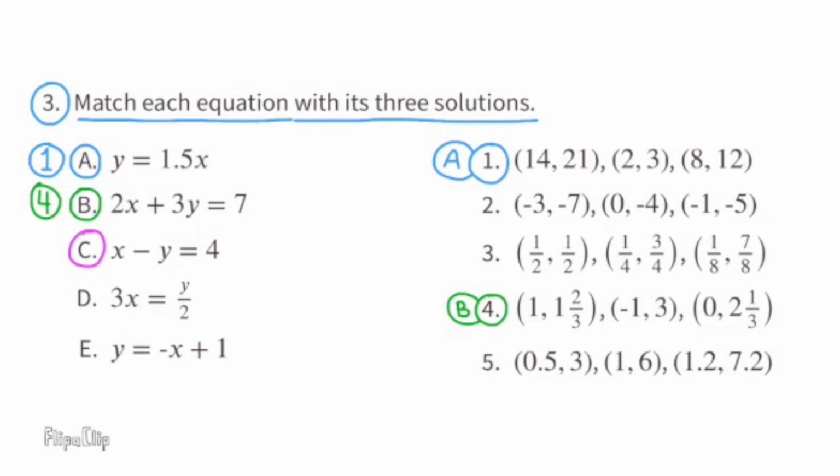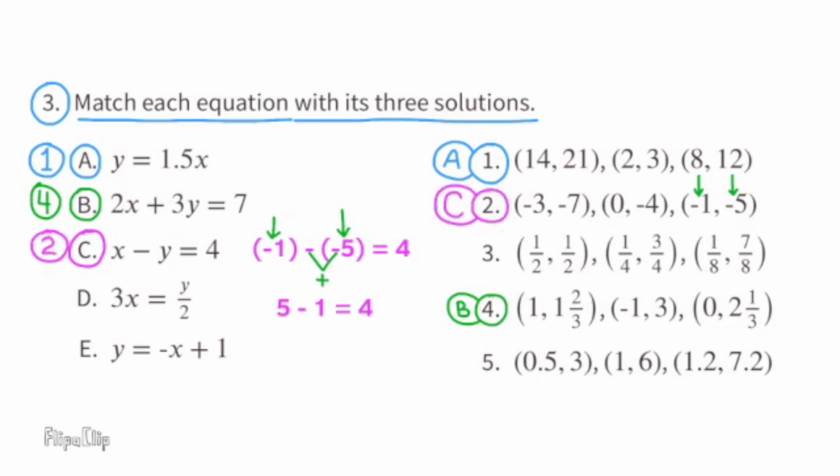C. X minus y equals 4. Negative 1 minus negative 5 equals 4. Minus a negative 5 is like the opposite of negative 5, or plus 5. So this would read negative 1 plus 5 equals 4, or 5 minus 1 equals 4. You'll find the solution that has a negative 1 and a negative 5 in the solutions for number 2. Equation C is a match for the number 2 solutions.